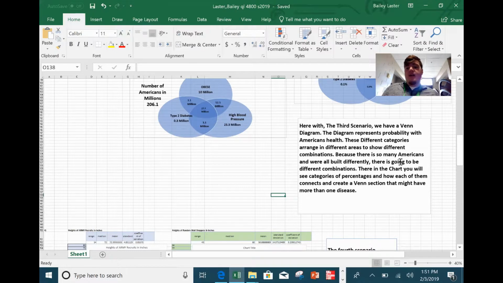To me, these Venn diagrams are very helpful, and I see a lot of them being used more and more every day, especially in healthcare.